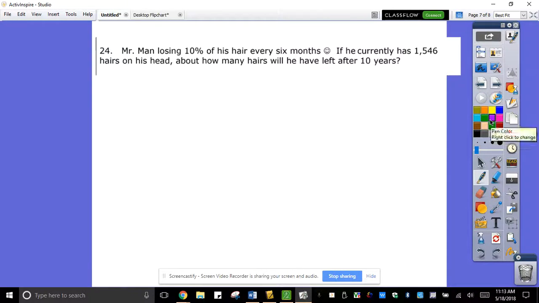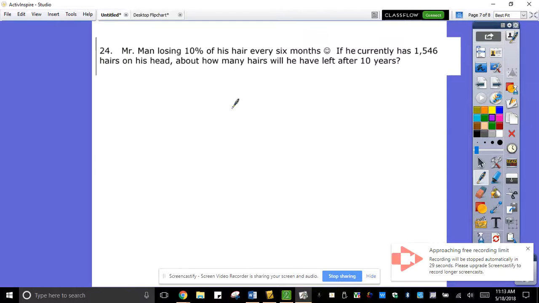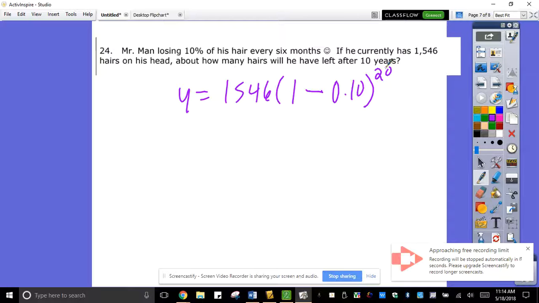Next, Mr. Man is losing 10% of his hairs every 6 months, probably me. If he currently has 1,546 hairs on his head, about how many hairs will he have left in 10 years? So remember, there are two 6-months in a year. If that's 10 years, so therefore the time will be 20. So Y is equal to 1,546, 1 losing, so minus 0.10, to the 20, because there are two 6-month periods in a year and there are 10 years, so that's 20. Okay? And 1,546 parenthesis 1 minus 0.1 to the 20th.